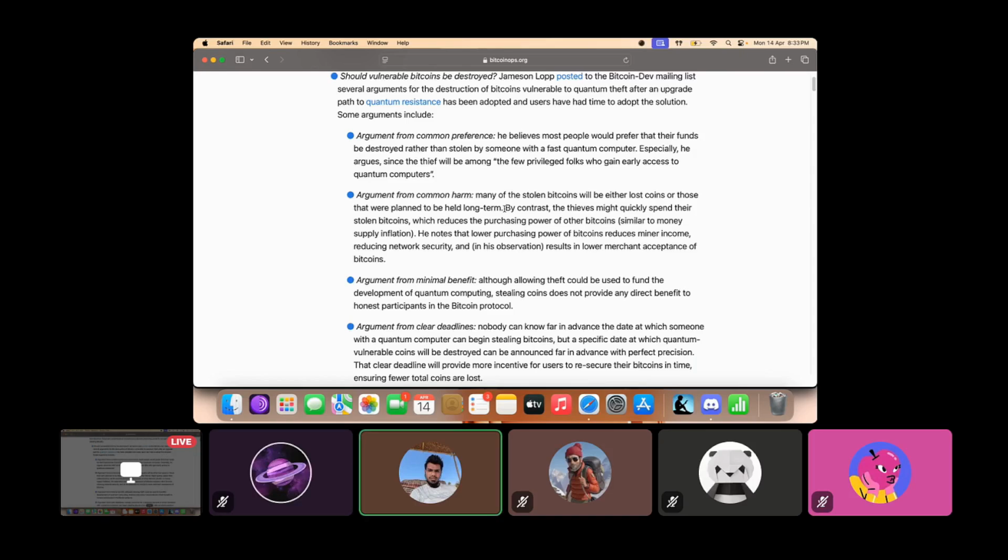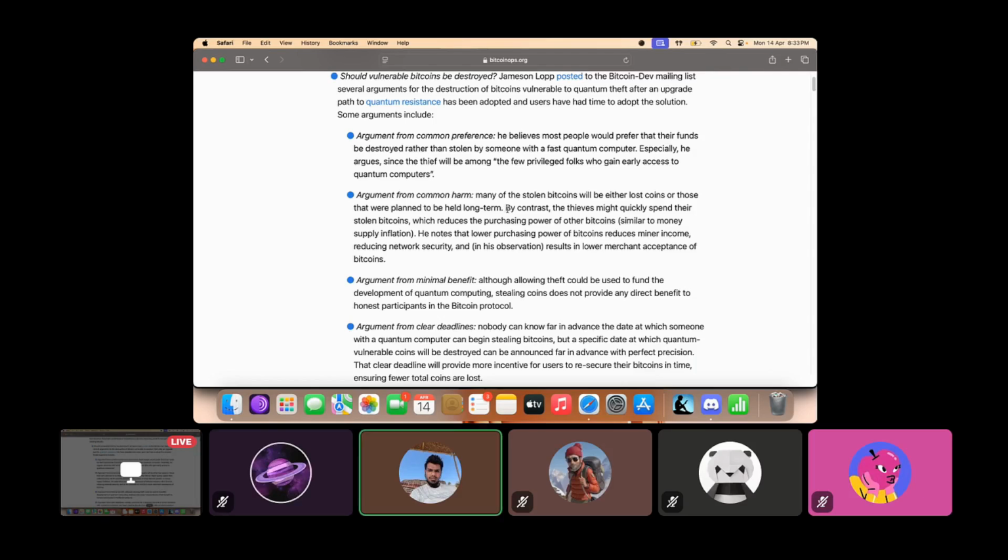The second would be coins that were planned to be held long term, like people who had long term plans. Maybe they're not very active in the community, they're not following the evolution of Bitcoin tech, and they are just hodlers who have 10-year, 15-year visions, and they've bought and they've forgotten.